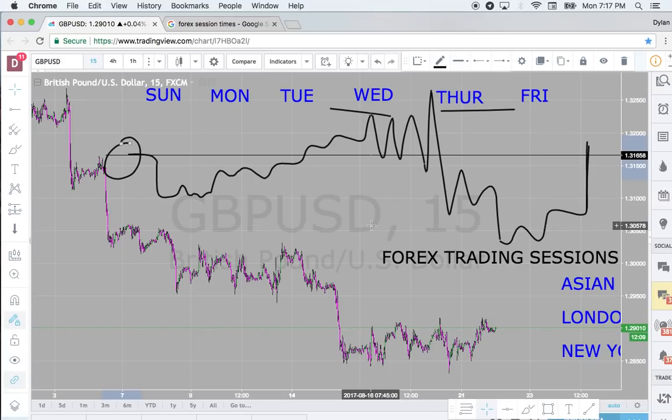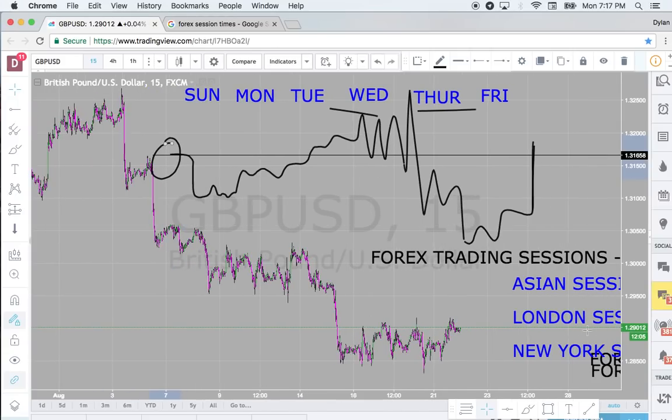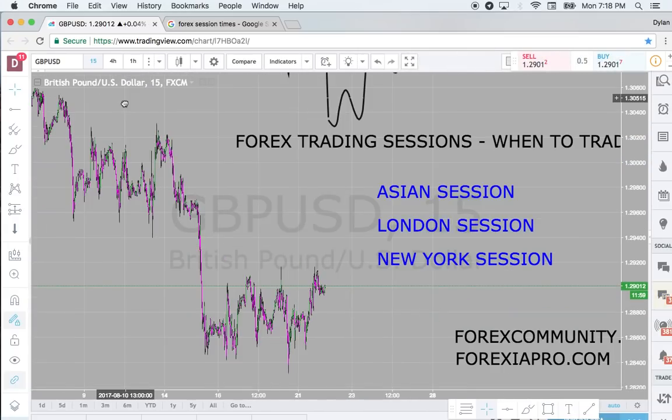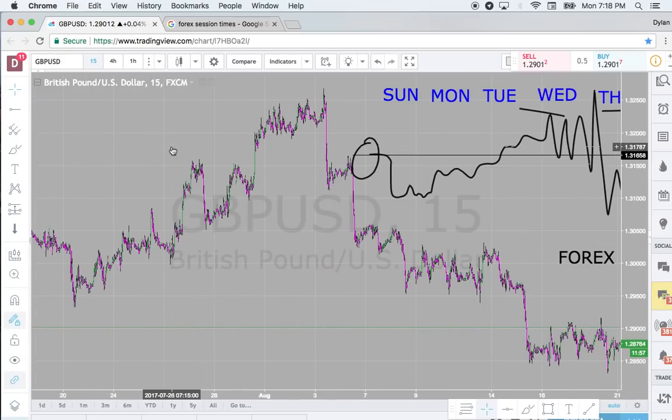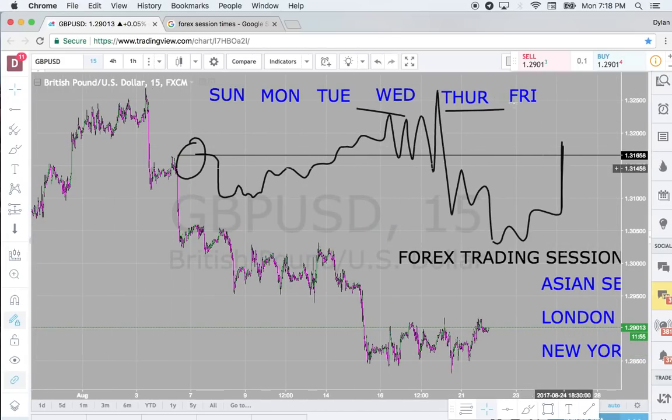So if that makes any sense, which it should, then this whole scheme right here, this whole playbook, should obviously make you a lot of money once you start to comprehend it.